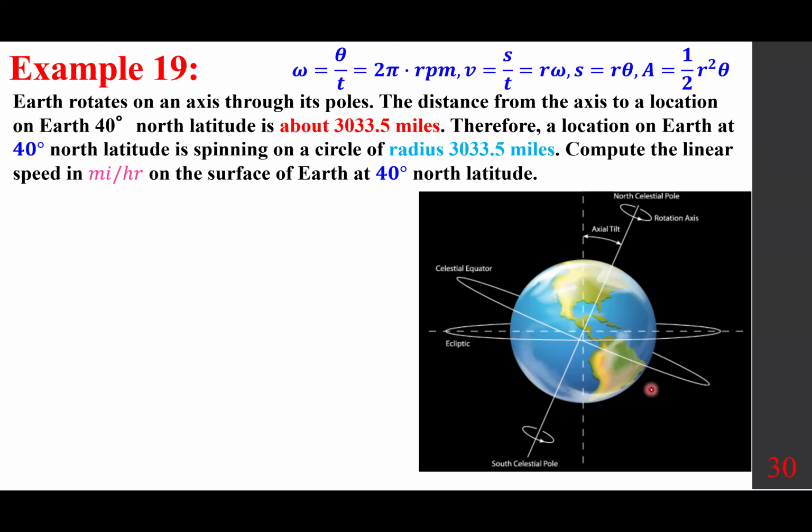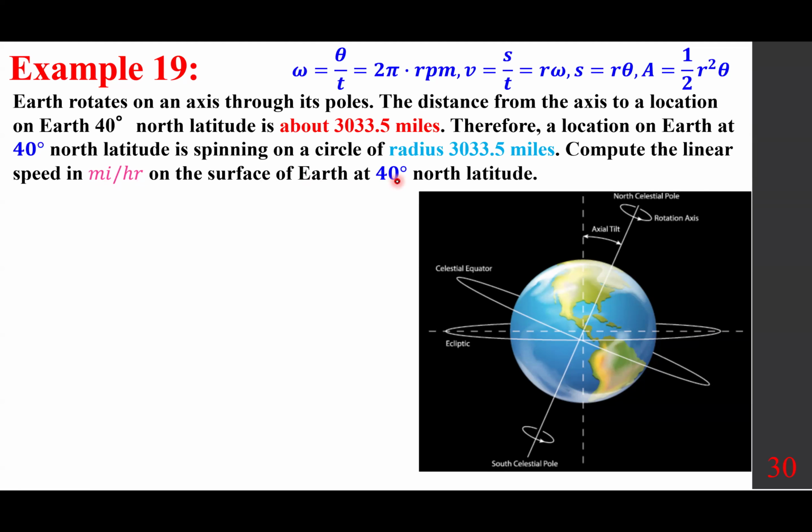So remember, the radius along the equator is about 4,000 miles, 3,960. But as we go away from that, it becomes smaller. So this is 40 degrees. That's why it's smaller, and it's smaller by almost 1,000 miles. Compute the linear speed in miles per hour on the surface of the Earth at 40 degrees north latitude.